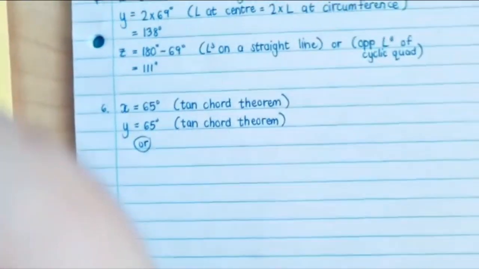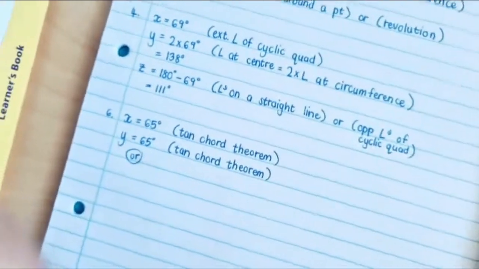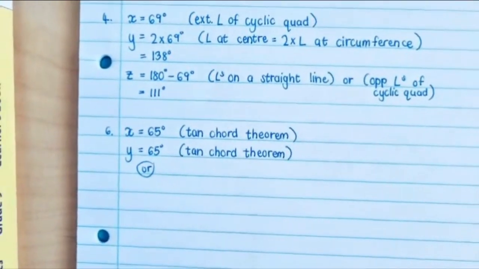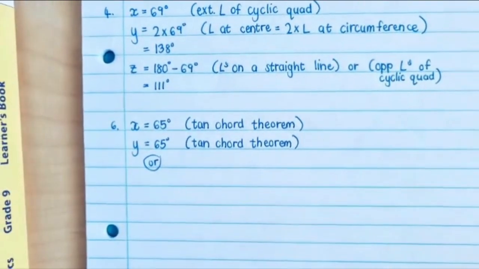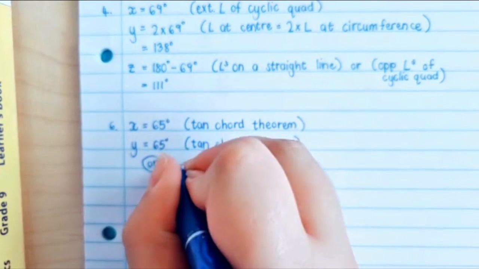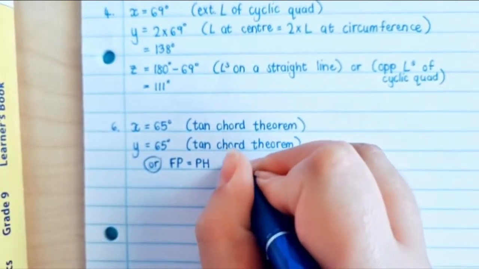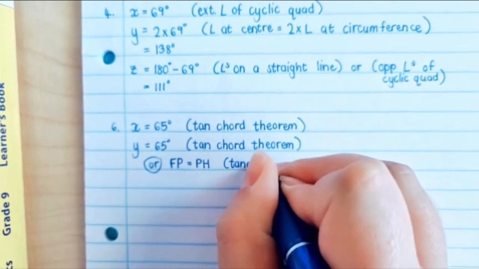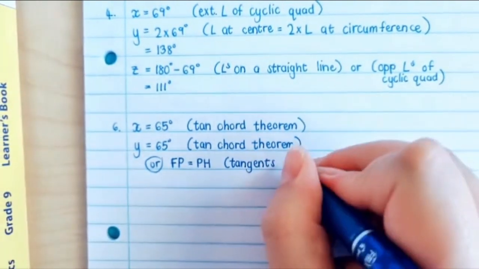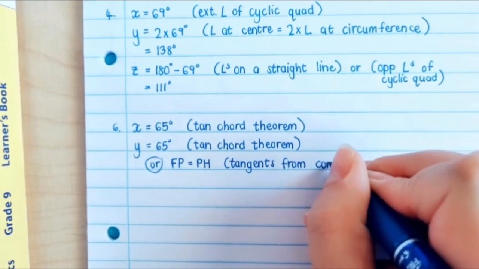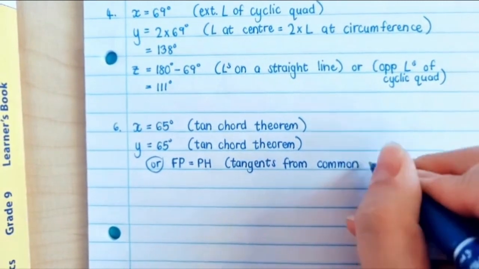Sorry, let me just readjust here a little bit because the phone is pointing downwards a bit. Okay, so you would have to say FP is equal to PH, tangents from common point.